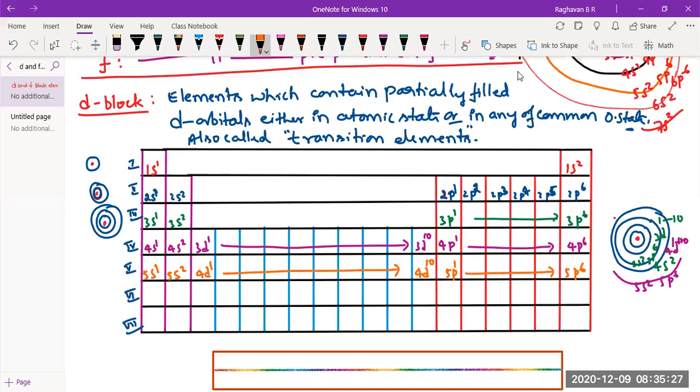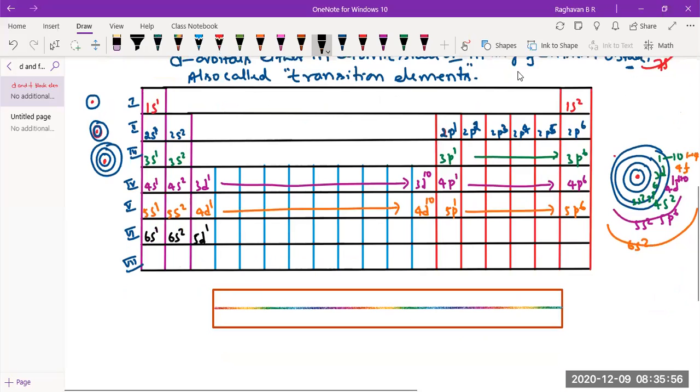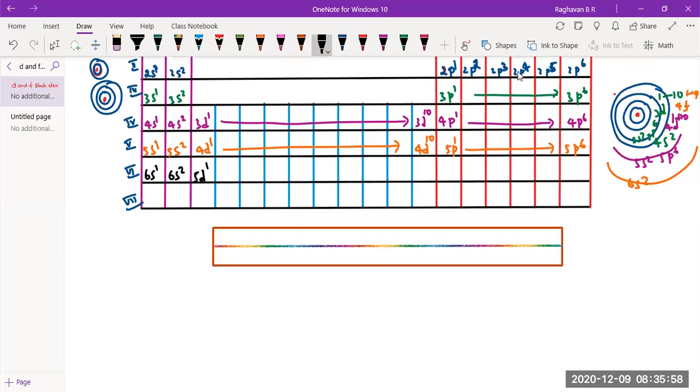Now when we take the sixth period, 6s2 will fill. After 6s2, 4f1 to 14. Correct now? So this is the position of 6s1 element, outermost 6s2. After that, actually one electron goes to 5d1. Okay, lanthanum, it is 5d1. After 5d1, it is now 4f1 to 14, like that. Is that okay?